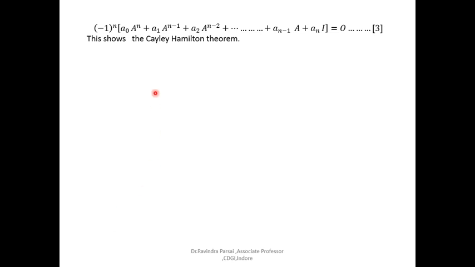So on adding up all these expressions, some terms are to be cancelled. You will get, by taking this common, this term. So what is this? It is nothing but this shows the Cayley-Hamilton theorem. And now our objective is to find the inverse of a non-singular matrix by using the Cayley-Hamilton theorem. So with the help of this Cayley-Hamilton theorem, it is easy to find the inverse of a matrix.